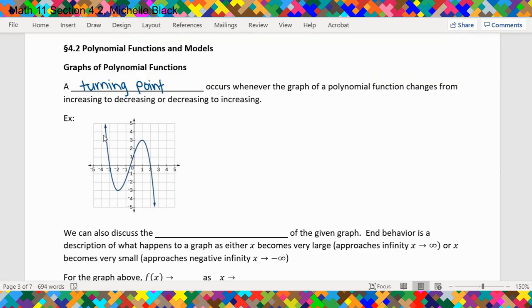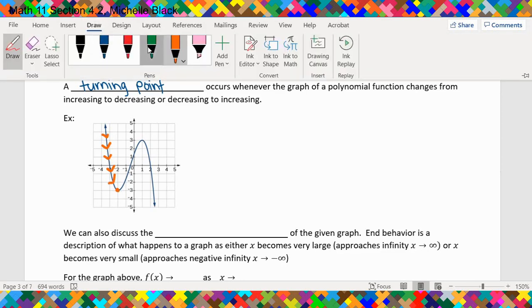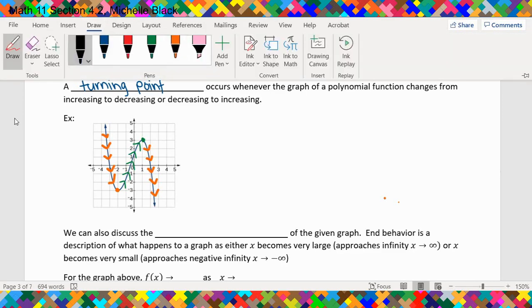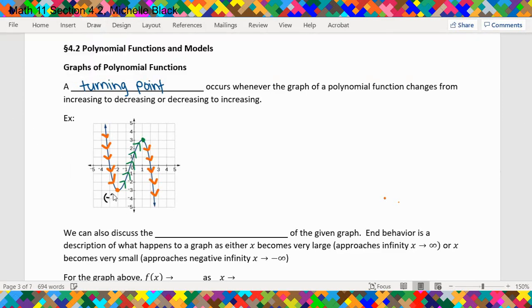As I move from left to right, I see my graph decreasing up until the point (-2, -3). Then I see my graph increasing up until the point (1, 3), and then it appears my graph is decreasing again as my x's go towards infinity. So I see that I have two turning points. I have the point (-2, -3), as well as the point (1, 3).